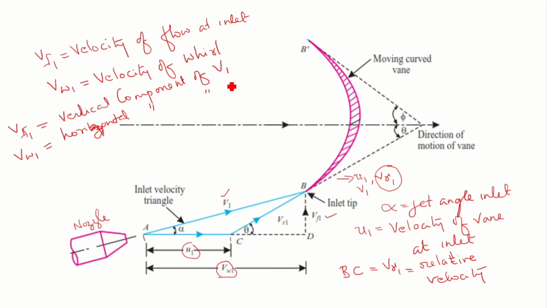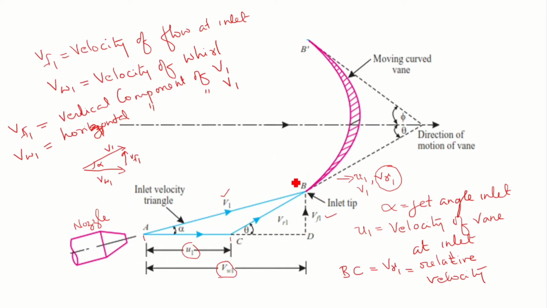Horizontal component of V1. So these two terms Vf1 and Vw1 are the components of V1. If we draw V1 like this and it is making an angle alpha to the horizontal, the x component of V1 will be Vw1 and the y component of V1 will be Vf1. So the x component is Vw1 and the y component is Vf1.